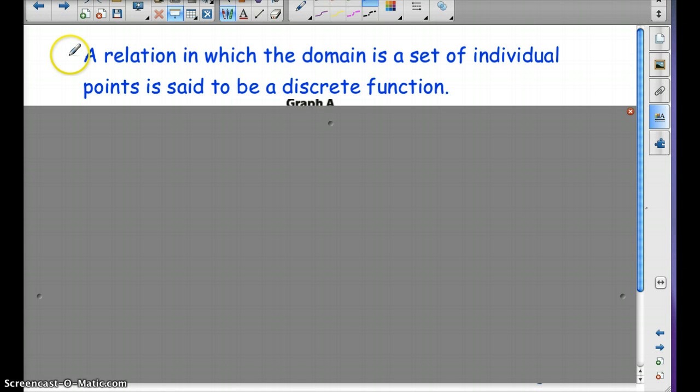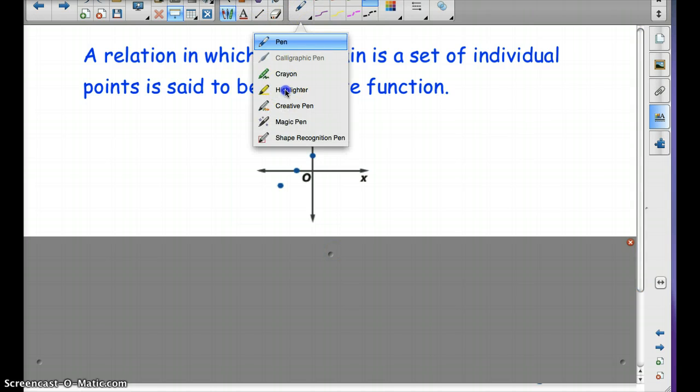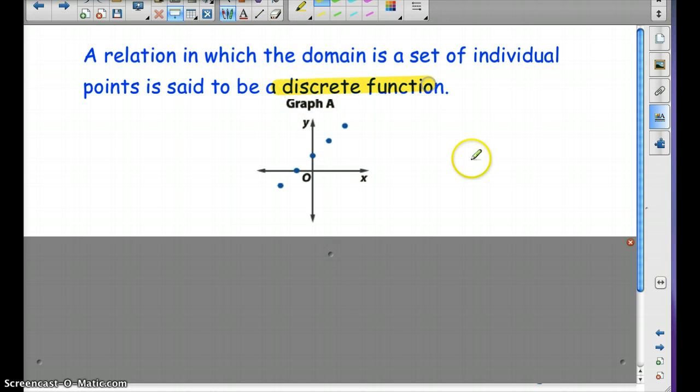A relation in which the domain is a set of individual points is said to be a discrete function. So this is what a discrete function looks like. This is a discrete function, so a set of points. Pause the video and write this definition down.